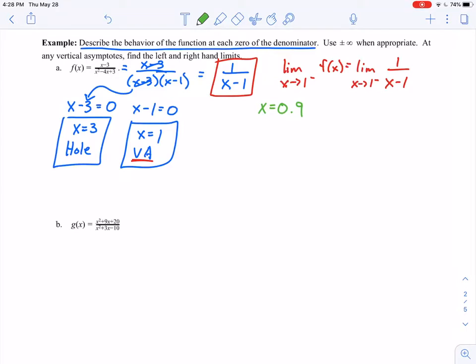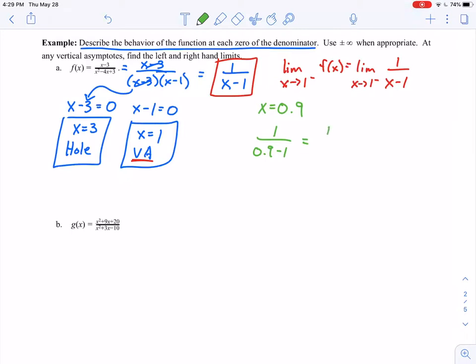And I'm going to plug this into this simplified version over here. I'm going to take 0.9 and plug that in here and see what happens. Because I know my answer is either positive infinity or negative infinity. I just need to figure out which one. So if I have 1 over 0.9 minus 1, now we could go and do the math here if we wanted, but really all I'm interested in is the sign. Is it positive or is it negative?